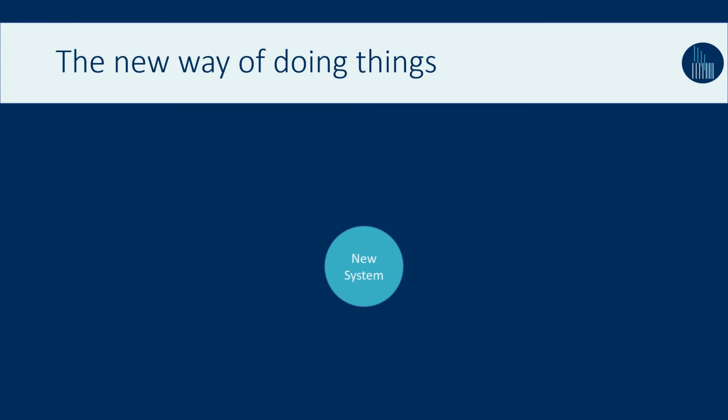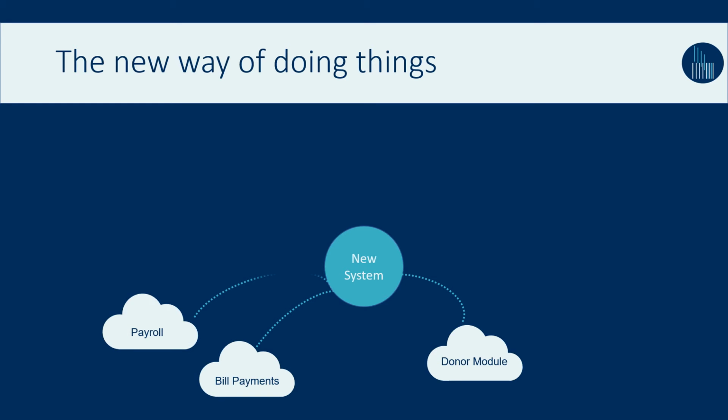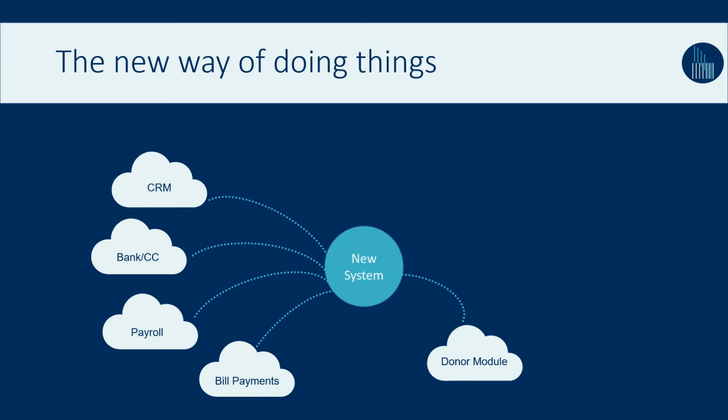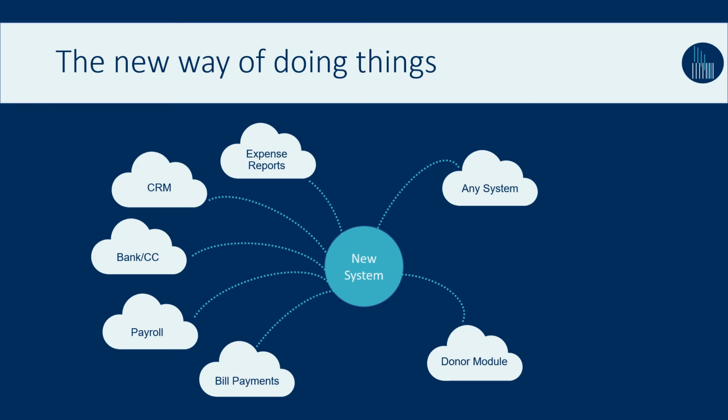Newer systems allow you to take advantage of today's growing cloud platforms. If you use a newer system like Sage Intacct or Xero, you could add platforms that will automatically post transactions into the system. Examples include donor modules, bill payment platforms, payroll, bank and credit card feeds, CRM platforms, expense report platforms, and almost any other cloud-based financial support system.